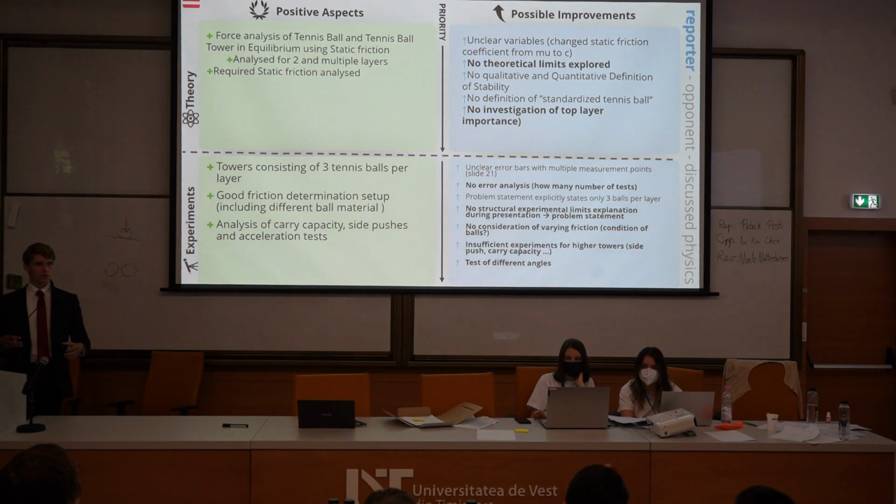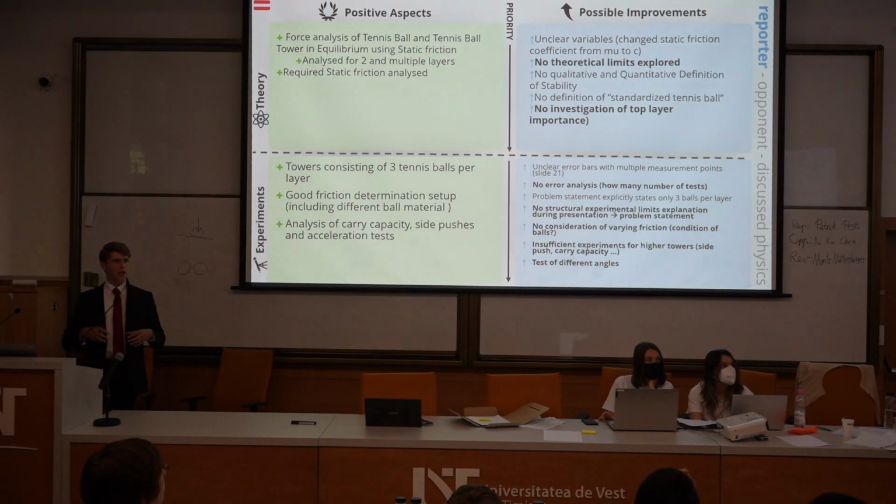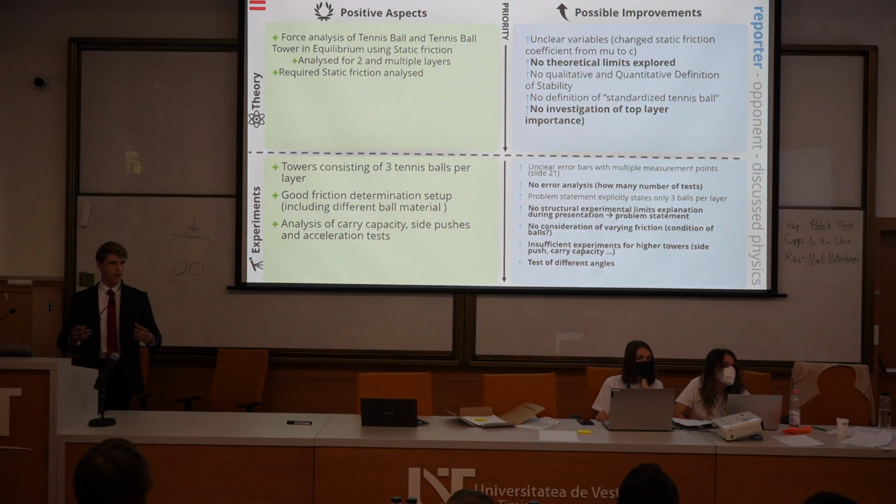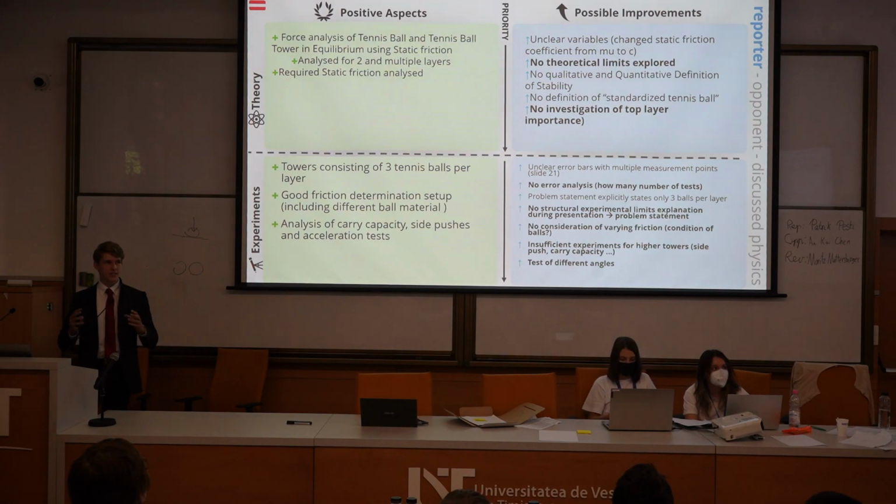However, some negatives were also found in the theory. For example, unclear variables were used as he changed from mu to c in the middle of the report. No theoretical limits were explored, and no qualitative or quantitative definition of stability was really given. Also, he did not define a standardized tennis ball, and no investigation of the top layer's importance and the role it plays was done.